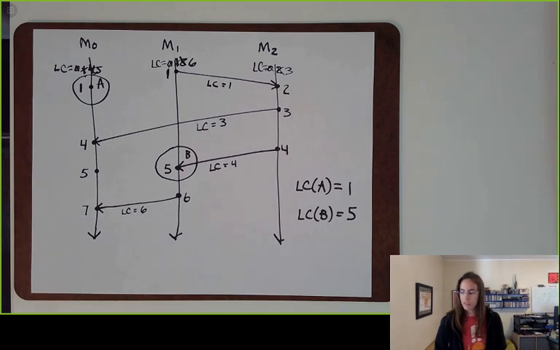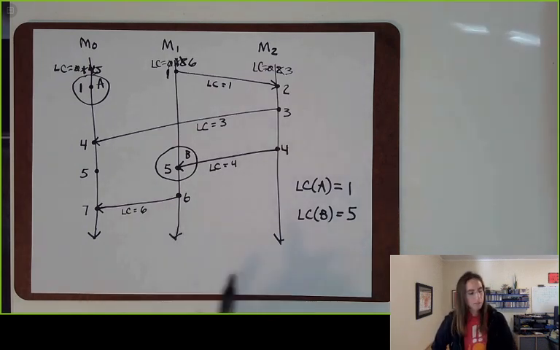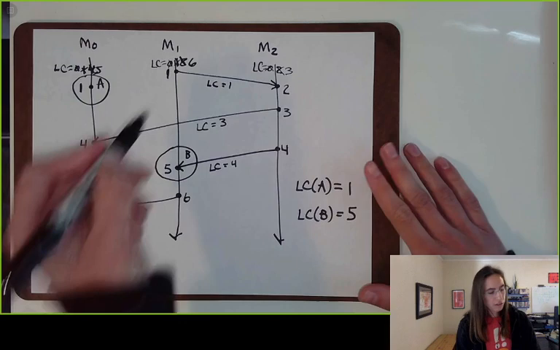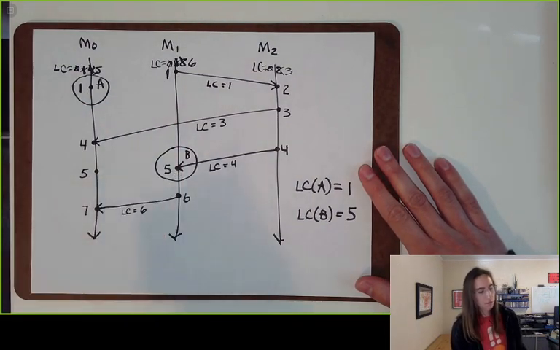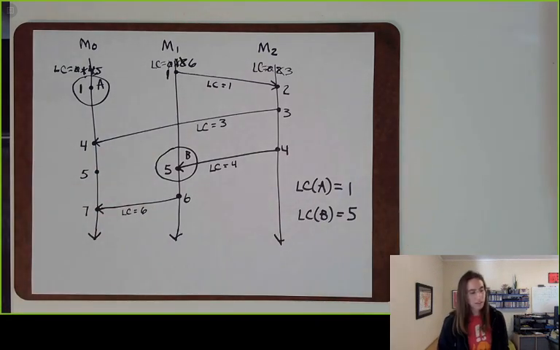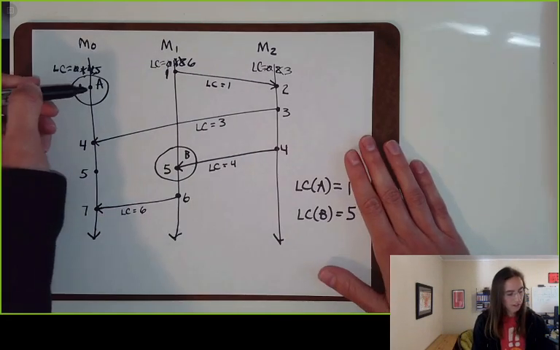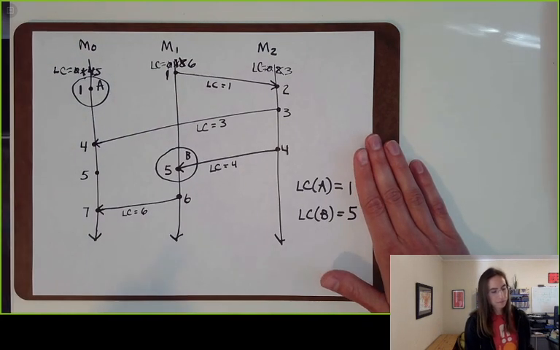So here's a trick for knowing whether one event on a Lamport diagram happened before another one. On a Lamport diagram, if you can reach B from A, then you know A happened before B. So if I can follow lines from A to get to B, then I know that A happened before B. But that's not the case here, right? If I were to start at A and follow arrows, I cannot get to B.